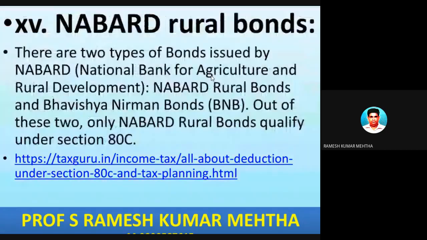Next one is NABARD rural bonds. If you are investing in NABARD, National Bank for Rural Development, and they are floating rural bonds, there are several types of bonds issued by NABARD: Rural Fund bonds, sorry, Bhavishya Nirman bonds. Out of these two, only NABARD Rural bonds qualify under Section 80C, and the maximum amount of investment one can claim as deduction under Section 80C is 1.5 lakh rupees.